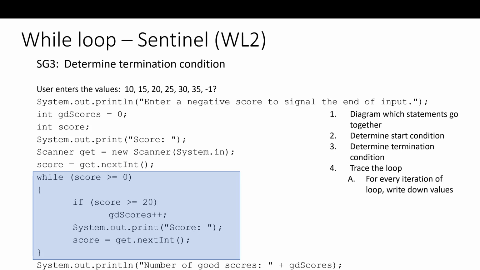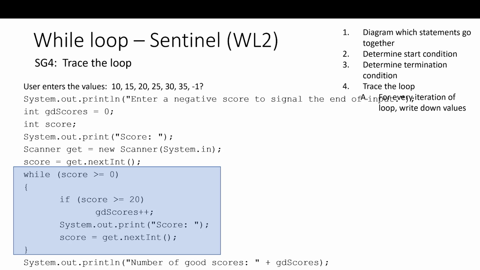Subgoal 3 is to determine the termination condition. While the continuation condition is when score is greater than or equal to 0, the termination condition would be when score is less than 0. We will stop the loop when we get to this test and score is less than 0.